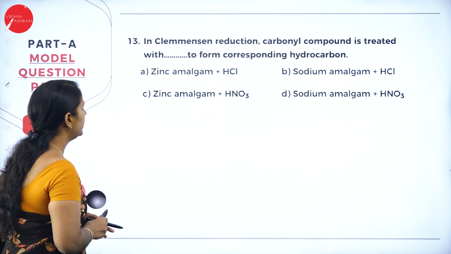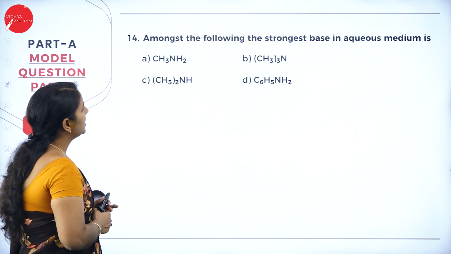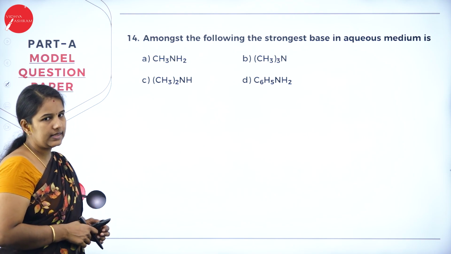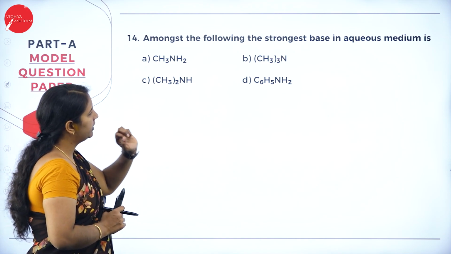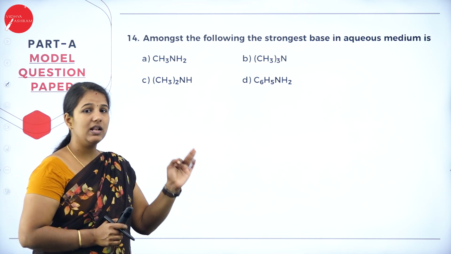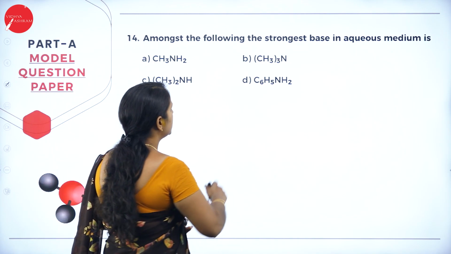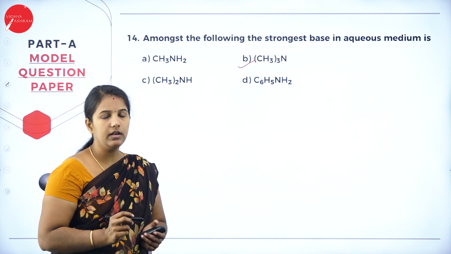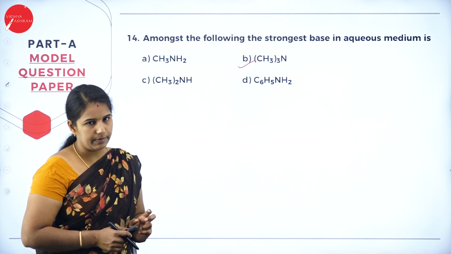So, it is treated with zinc amalgam and concentrated HCl. Amongst the following, which is a strong base in an aqueous medium? You can see that this is a primary amine, this is a secondary amine, this is a primary aryl amine. So, primary amines are less basic than the tertiary amine. We have to see which is the tertiary amine here. The tertiary amine is (CH3)3N.